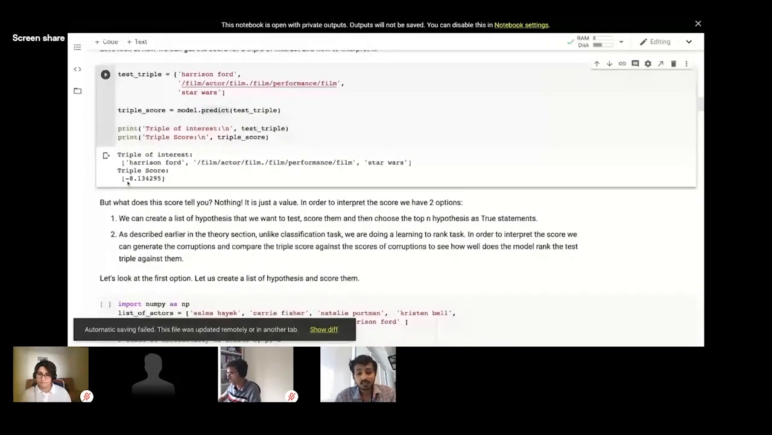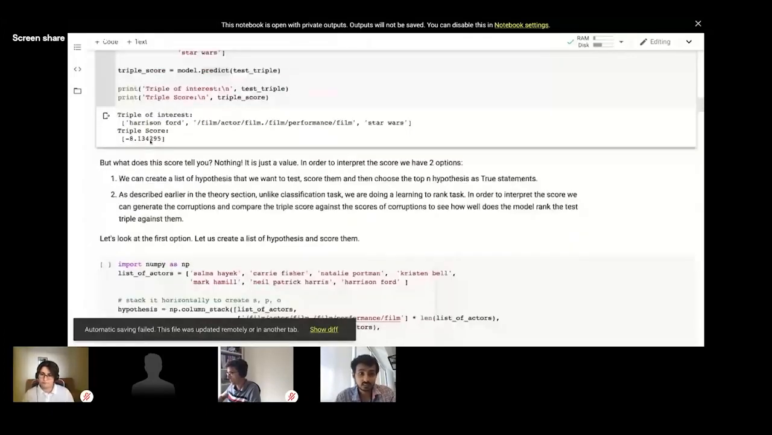The score depends on the type of model that you have used. In case of TransE, the scores are always between 0 and minus infinity. But depending on the choice of the model, it can be between plus infinity and minus infinity. Again, this score is based on the model you choose, and it's not between 0 and 1. It's between minus infinity and plus infinity.